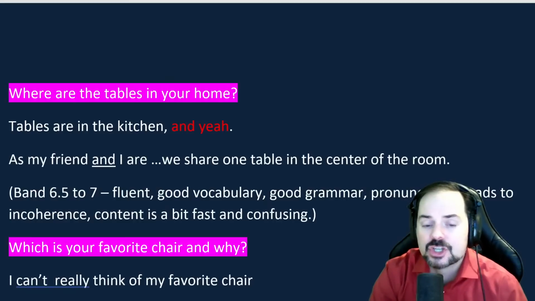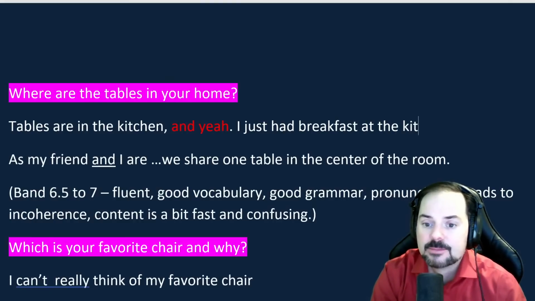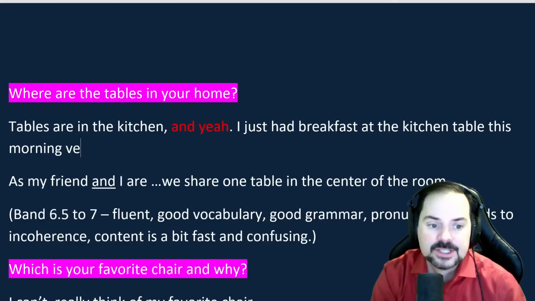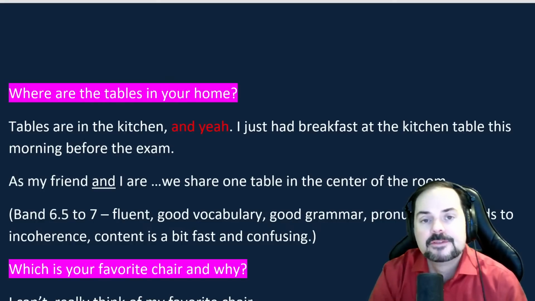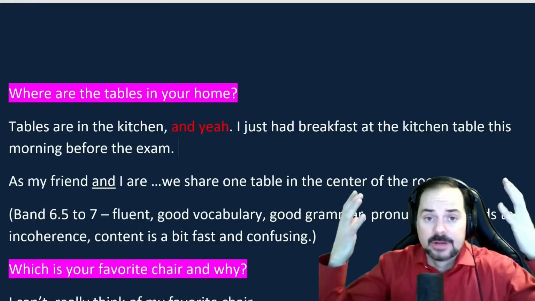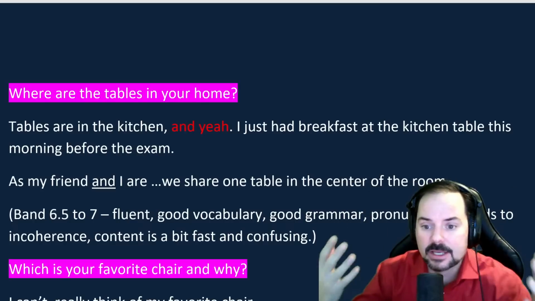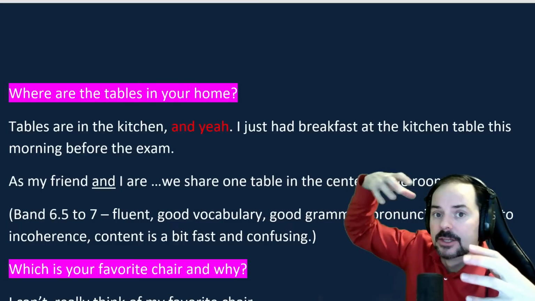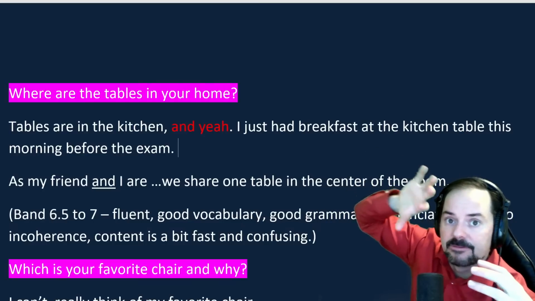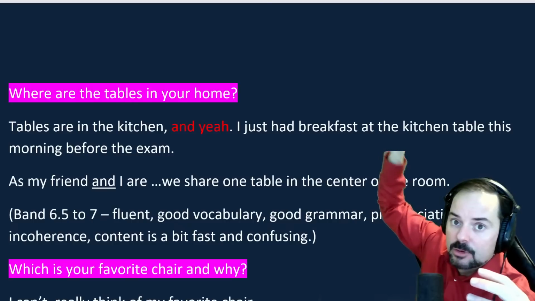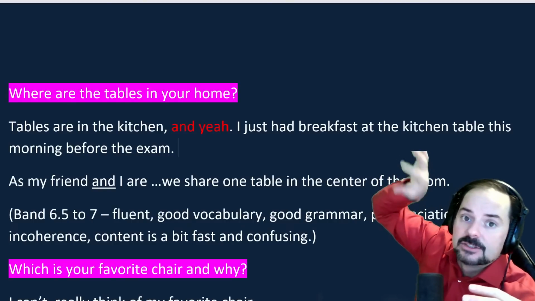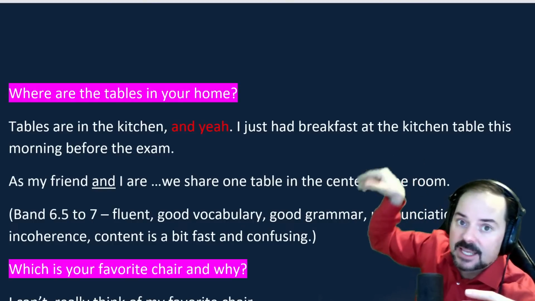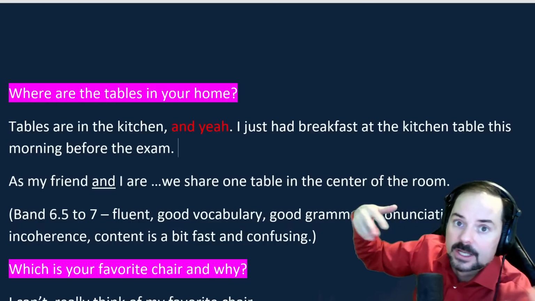So tables are in the kitchen. I just had breakfast at the kitchen table this morning before the exam. So when anybody feels kind of really anxious or confused or suddenly like your mind has gone black and you're drawing a blank, throw in an example. So take yourself out of the situation, like literally take your brain and fly out of the chair in the exam room and into the past. Fly into the moment that you were at that table the last time, which was maybe that morning eating breakfast.